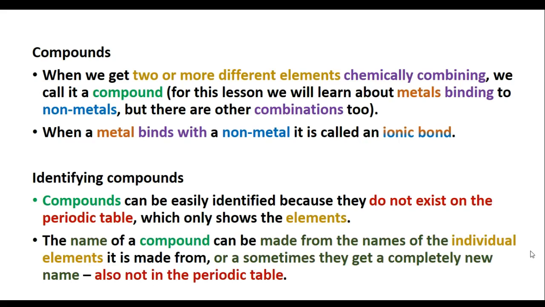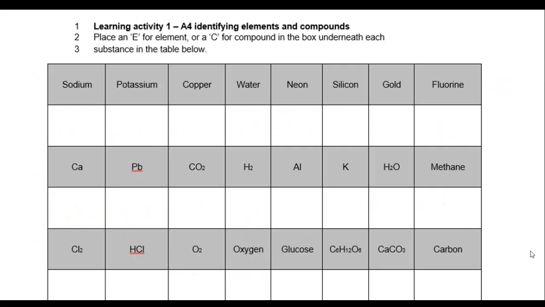Now in order to name a compound, you typically use the names of the individual elements it is made from, but that is not always the case. Sometimes they get a completely new name, which is also then not on the periodic table. But most of the time, you just use the names of the individual elements. No matter how many elements there are, you can use those names.